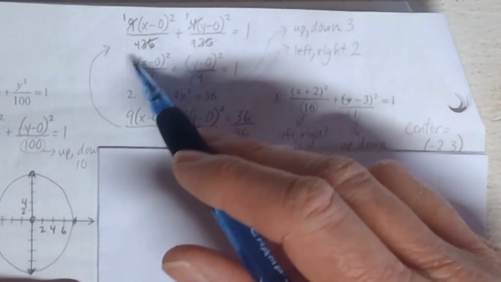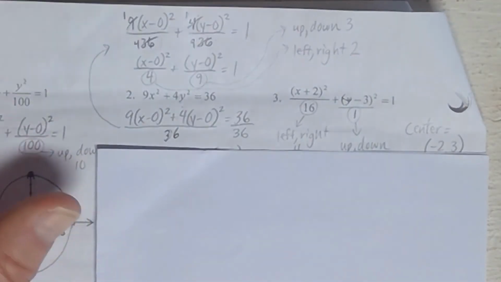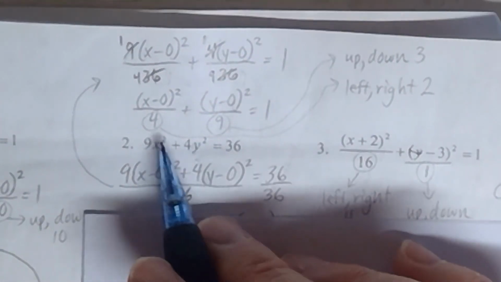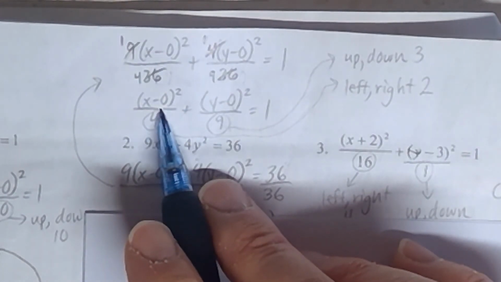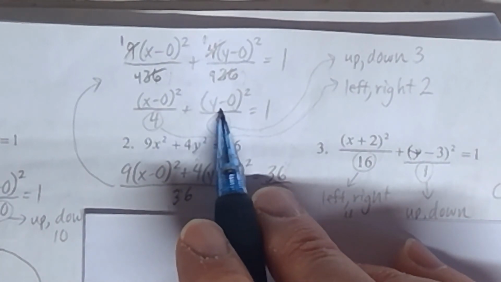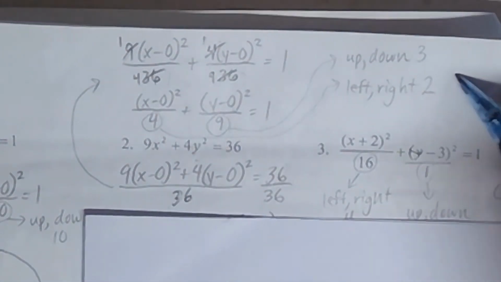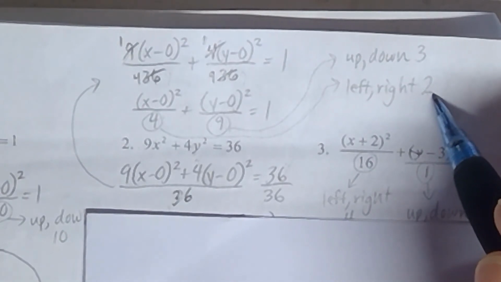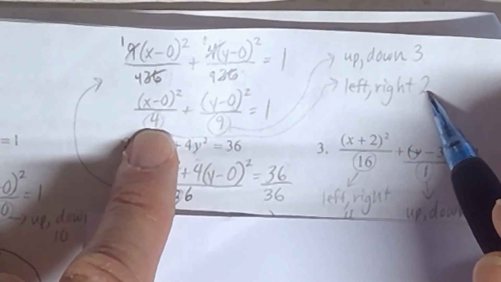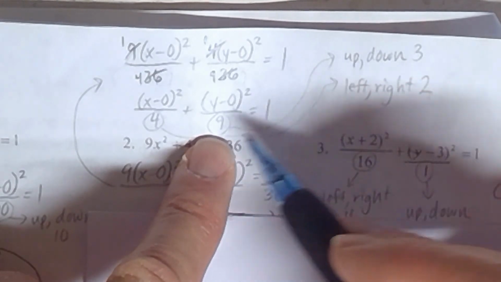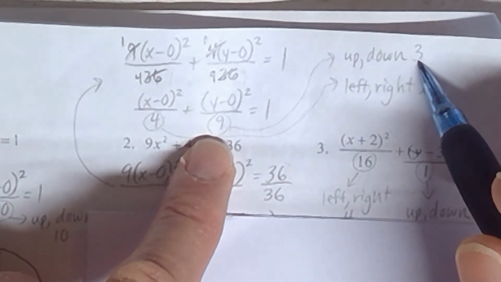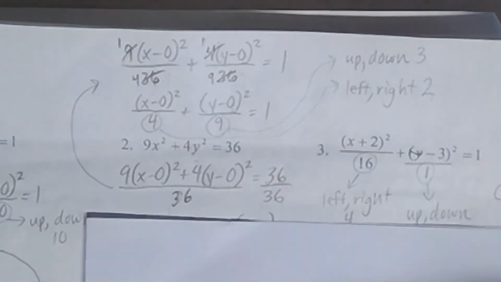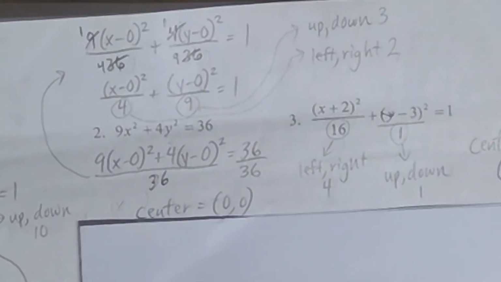And it's now in the correct form, as you can see here. And so, because it is, I can now realize that the center is 0, 0. I'll graph that in just a moment. And since the 4 is with the x, that means we're going to go left and right 2, because 2 is the square root of 4. Y means up and down, so we're going to go up and down 3, because 3 is the square root of 9. And let's see how that all looks.